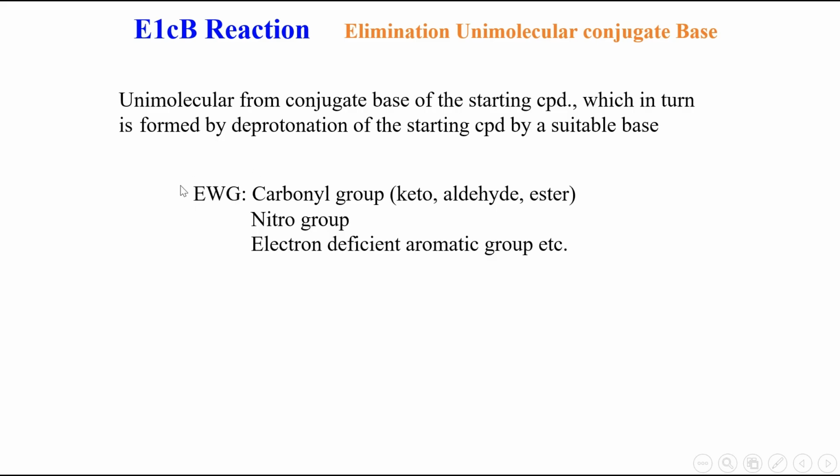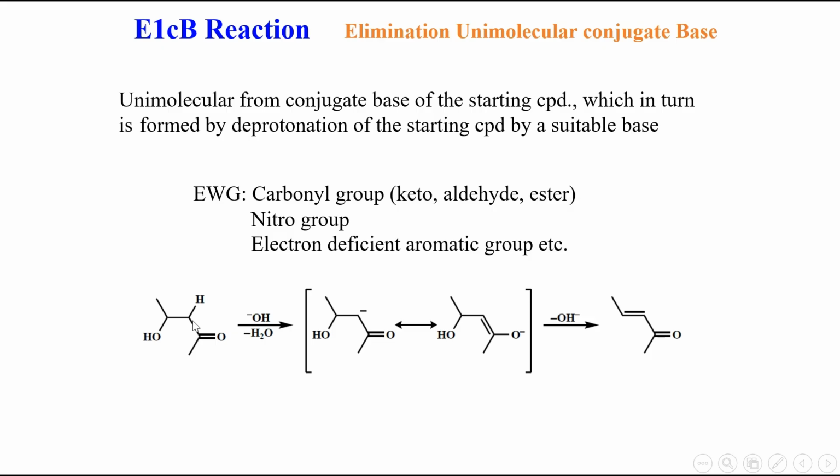When electron withdrawing groups are present on the carbon to which the proton is attached, the electron withdrawing group can be a carbonyl group, which can be a keto, aldehyde, or an ester, or a nitro group, or an electron deficient aromatic group. It increases the acidity of the proton. For example, this is the carbon to which the hydrogen is attached and OH here is a poor leaving group. And here this hydrogen is acidic hydrogen.